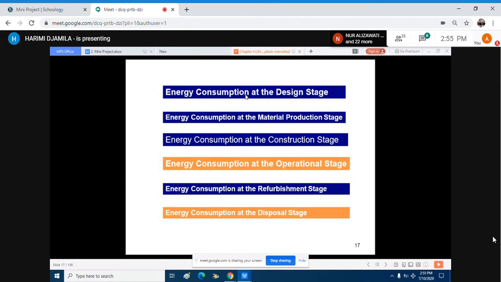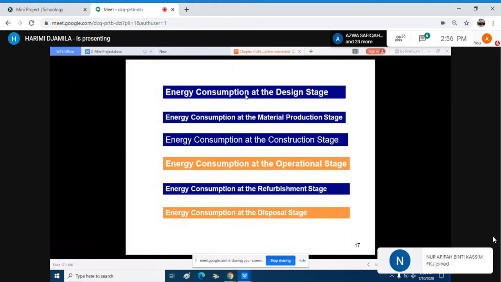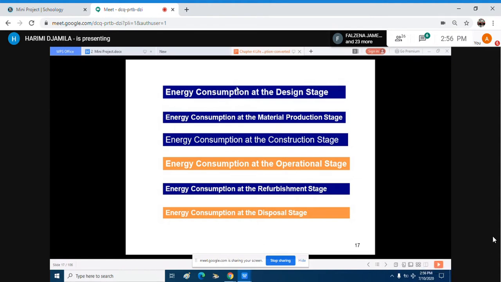So design stage, material production stage, construction stage. When you talk about the construction stage, even when you are an engineer visiting the site, usually there will be an office on the site itself, and most likely engineers sit there most of the time, and they will use energy, at least lighting and whatever it is. That is also supposed to be included at the construction stage. We absolutely will not ignore any aspect of it.